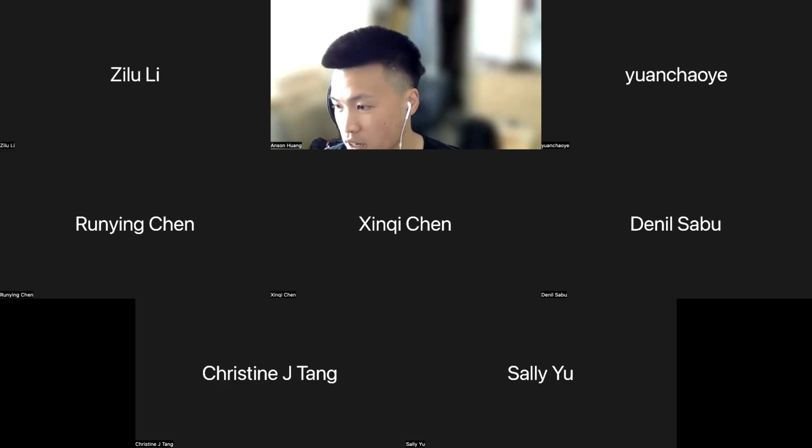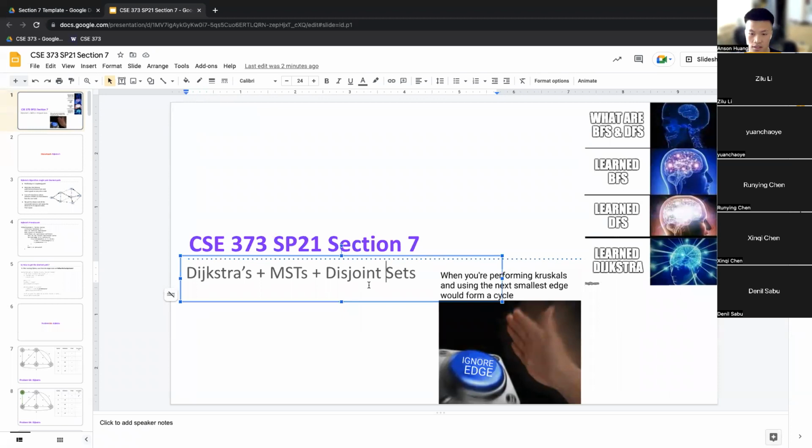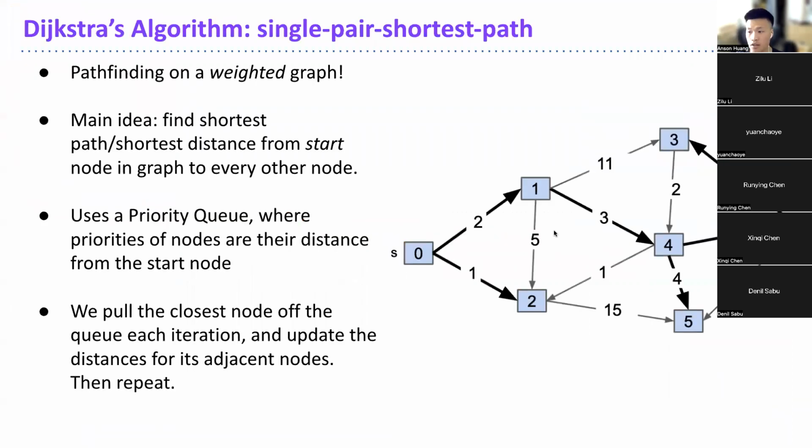So yeah, today we're going to be talking about Dijkstra's, minimum spanning trees, what they are, and disjoint sets. So let's begin. As usual, we begin with a few memes. They're a little bit funny once you learn BFS, DFS, Dijkstra's, and you start understanding a meme. So let's first start with reviewing Dijkstra's, and this is going to look like what y'all were doing on exercise 4.